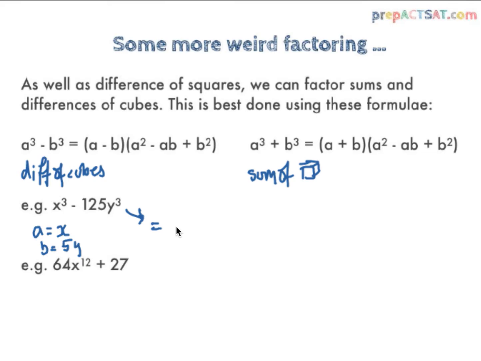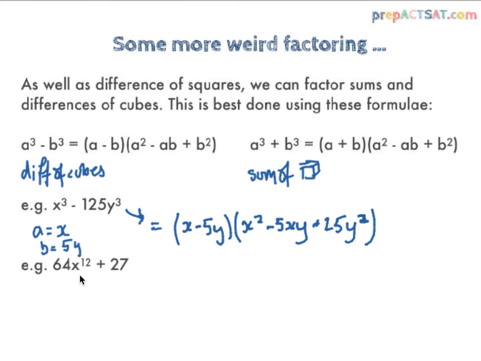So, okay, I've got my a term and my b term. The formula is a minus b, x minus 5y, a squared, just x squared, minus 5xy, that's the ab bit, plus b squared, 25y squared. Oops, squared. There we go. Okay, these look like they might be a pain to factor. They're actually quite easy once you know these formulas.